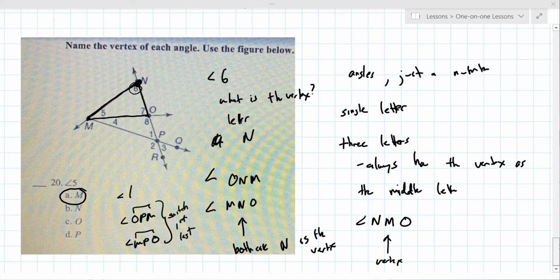Okay, let's go to the next question. 21 says angle N to M to P. N to M to P. Sorry about that, there's a dog barking here. Okay, angle N to M to P.